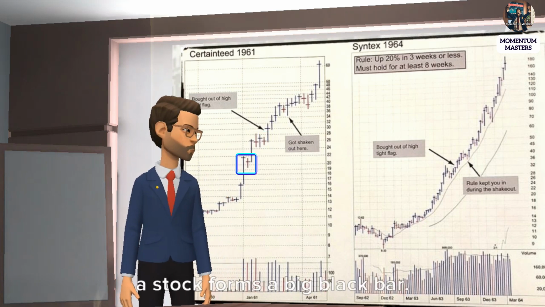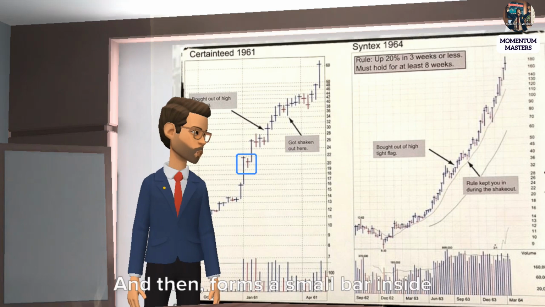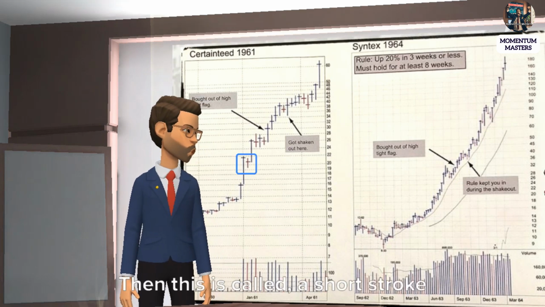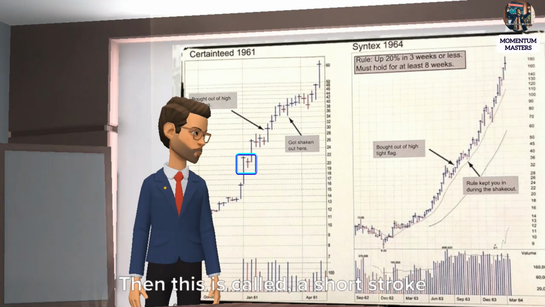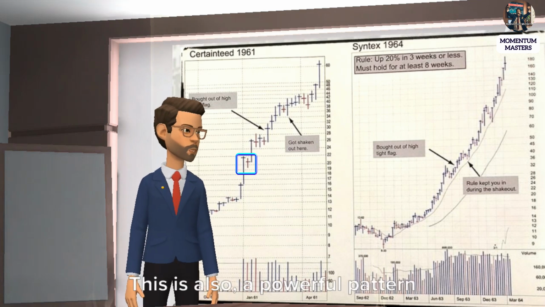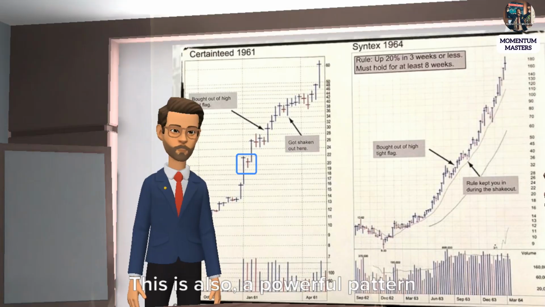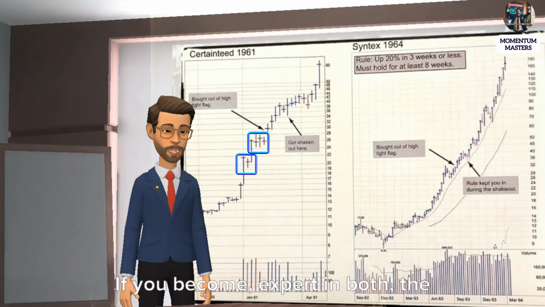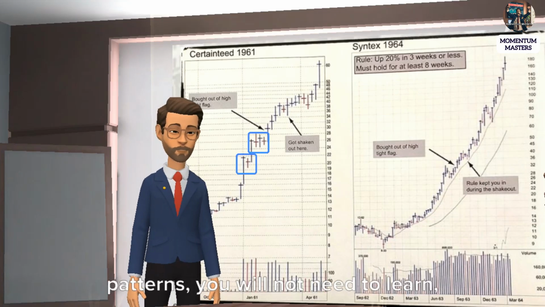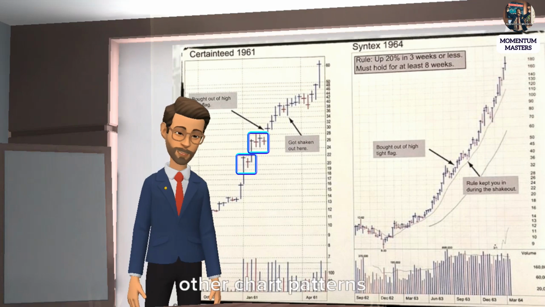And if a stock forms a big black bar and then forms a small bar inside the big black bar, then this is called a short stroke pattern. This is also a powerful pattern. If you become expert in both the patterns, you will not need to learn other chart patterns.